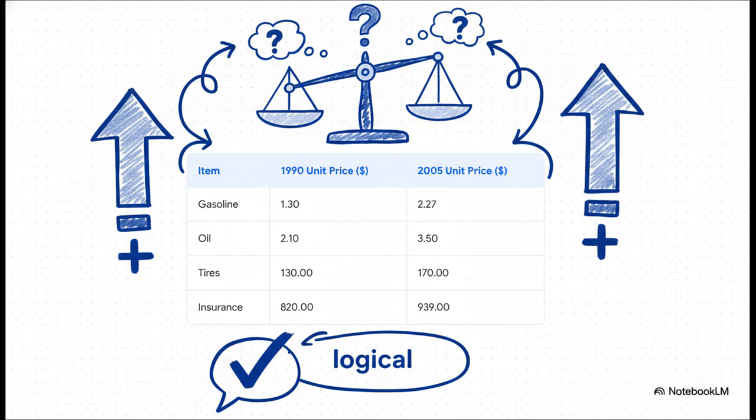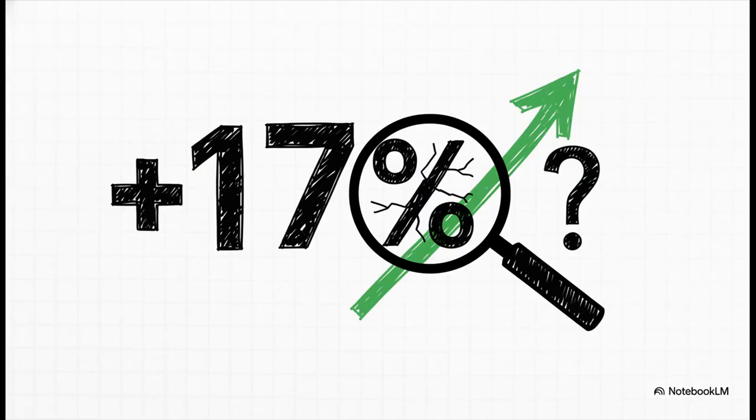Now, your first instinct might just be to add up all the prices in 1990, do the same for 2005, and then compare the two totals. It seems logical. And if we do that, the math tells us our costs went up by about 17%. But here's the thing, that number is deeply, deeply flawed. It's actually hiding the real story.